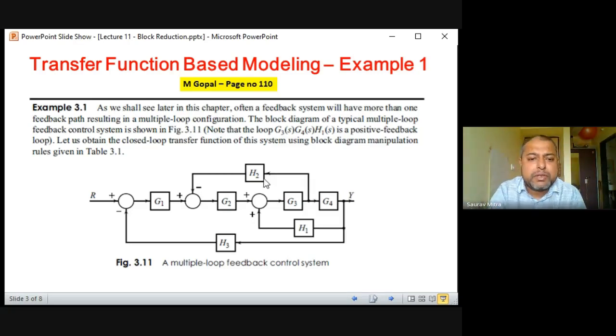So what is the problem? You can find here this H2. This H2 is troubling the loop where G2 is there, and it is troubling the loop where G3, G4 and H1 are there. So this H2 is actually the root of all evil. Because of this H2, you cannot solve it very easily. Just imagine H2 was not there.